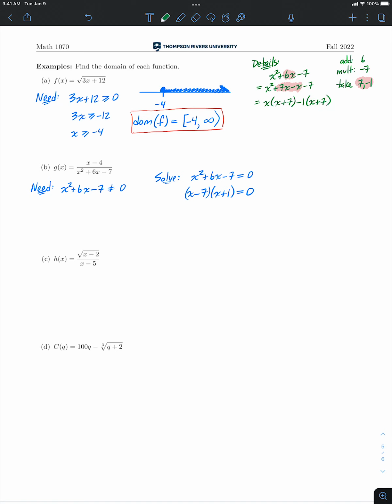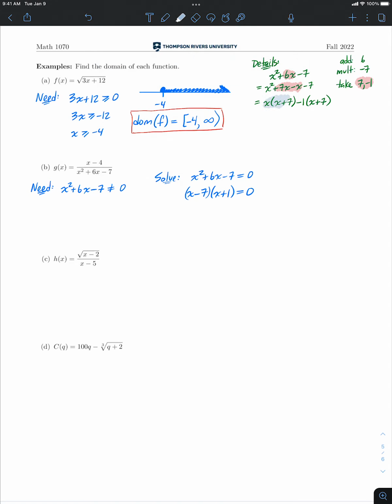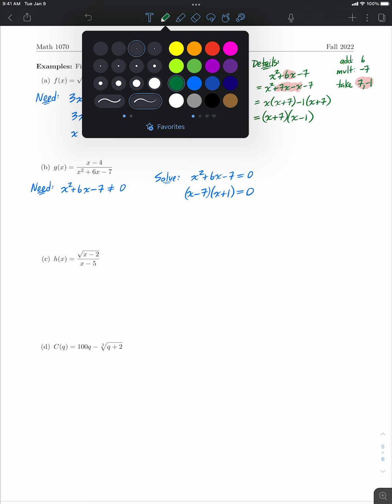Now, think of it this way. You've actually got two terms here. The first one is the product of x and x plus 7. The second one is negative 1 times x plus 7. They both have a common factor of x plus 7, so you can pull out the x plus 7, and that's how the factoring is completed. For the first term, you're just left with the x, and for the second term, you're left with the negative 1. And that is how that factoring is done.